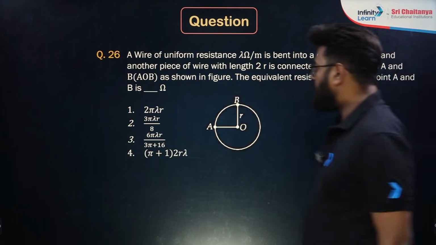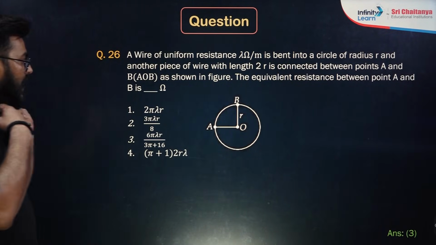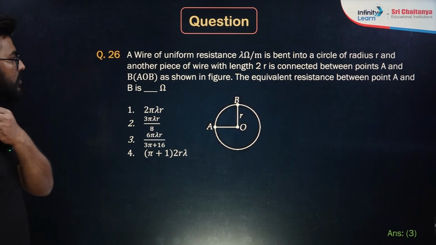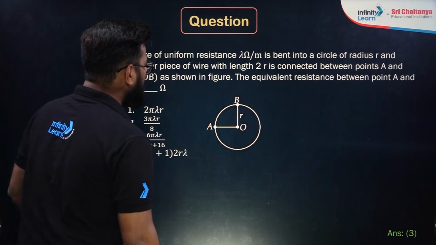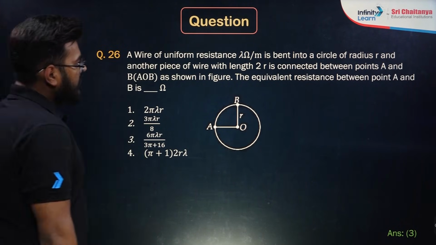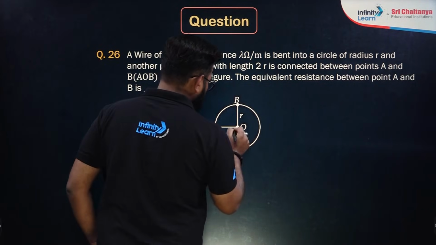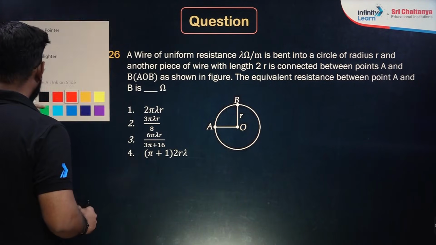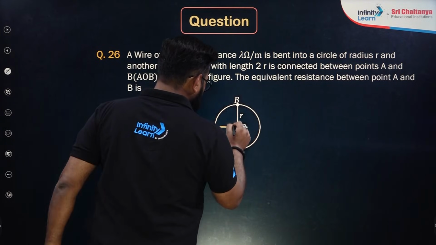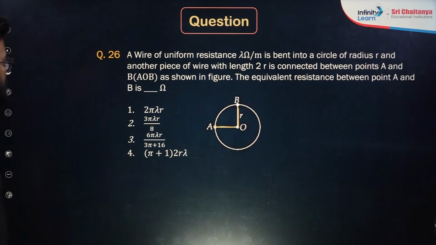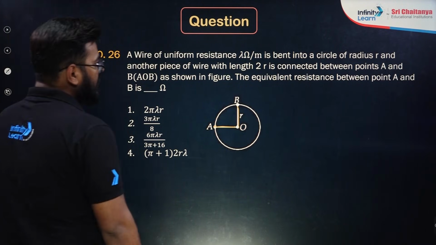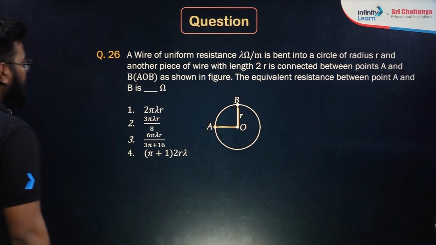So the first question over here is, there is a wire of uniform resistance lambda ohm per meter and it is bent into a circle of radius small r, and another piece of wire of length 2r. So this is the wire over here which is having 2r length, right? Now, there is another piece of wire of length 2r connected between point A and B. As shown, the equivalent resistance between point A and B is.